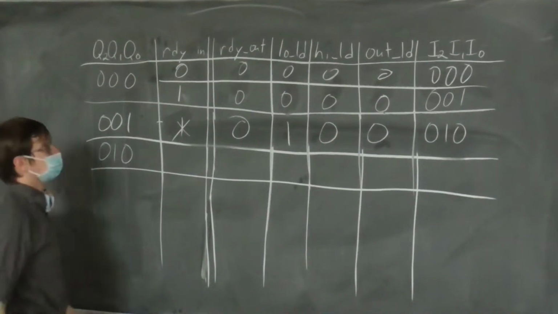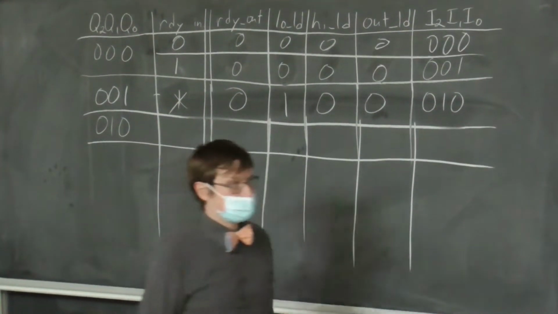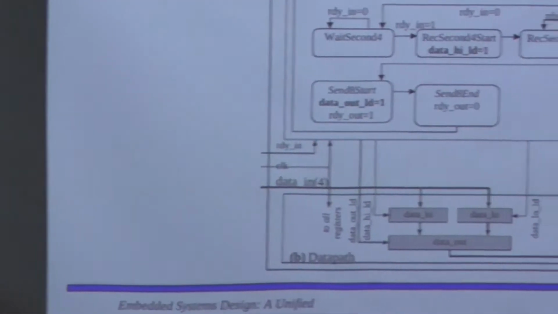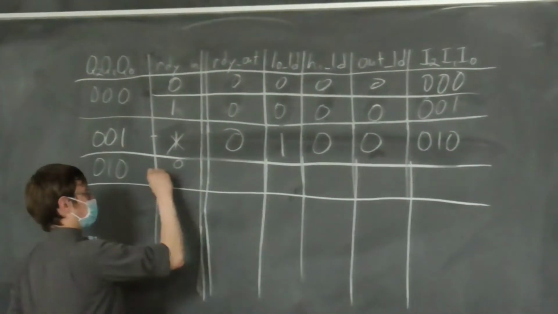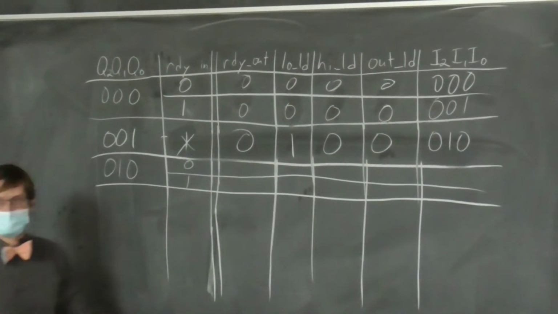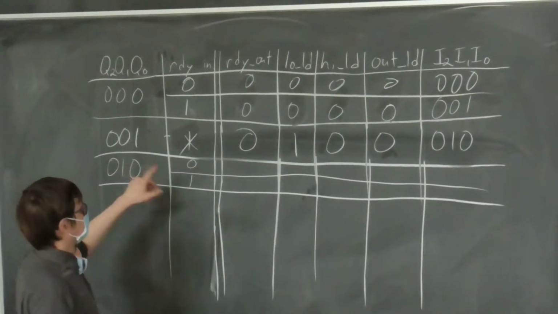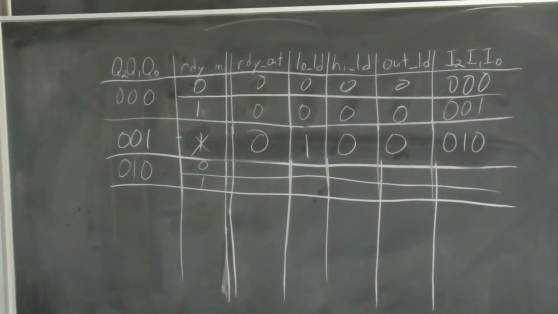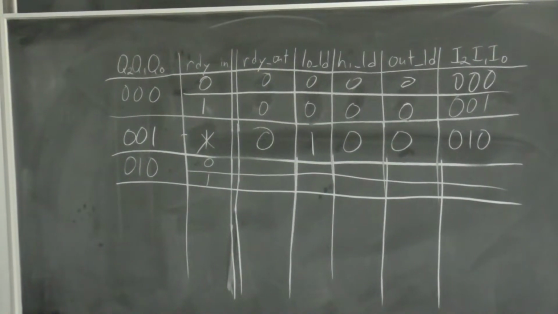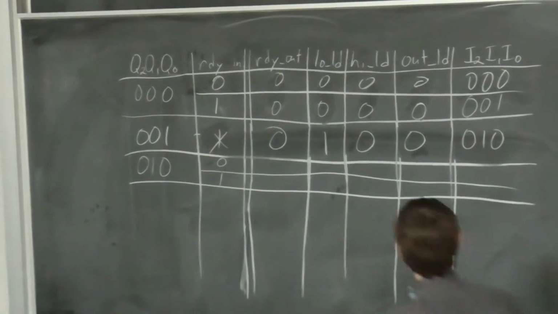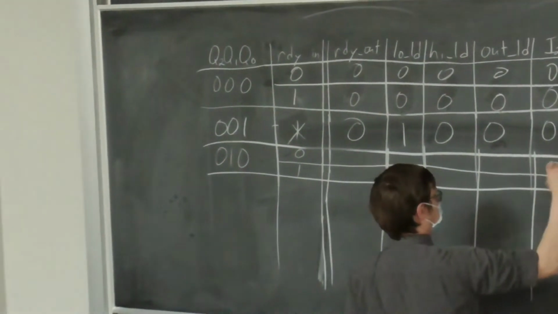0, 1, 0. Does it matter what ready in is in this one? Why, yes, as a matter of fact, it does. So, if ready in is 0, we'll do one thing. If ready in is 1, we'll do something else. If ready in is 0, what happens? It goes to the next state, which is 0, 1, 1.